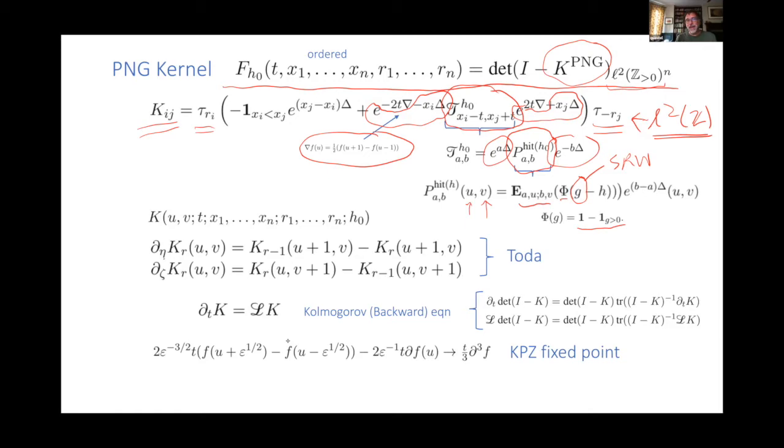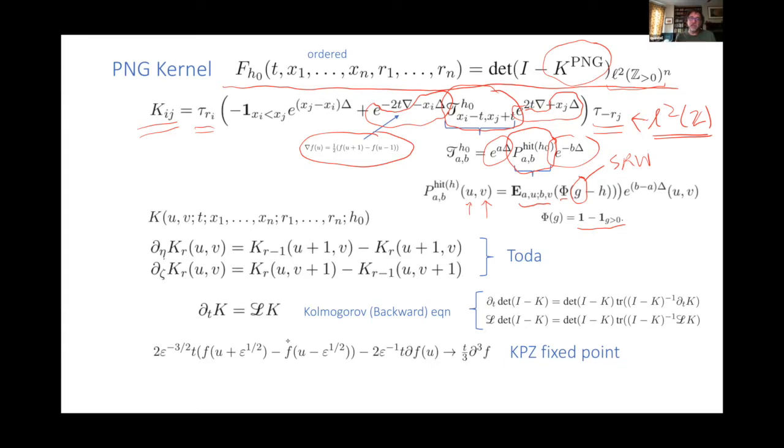And you use that as the kernel of the base operator, which you then conjugate to get the K's. And then you take the Fredholm determinant, and that produces your finite dimensional distributions of the PNG. Okay, so that's the scheme.